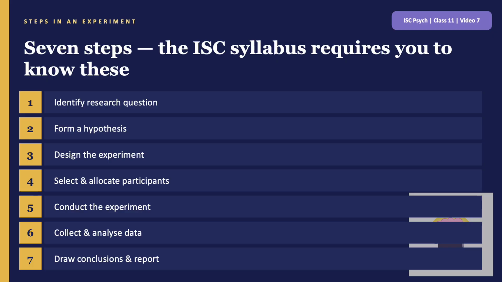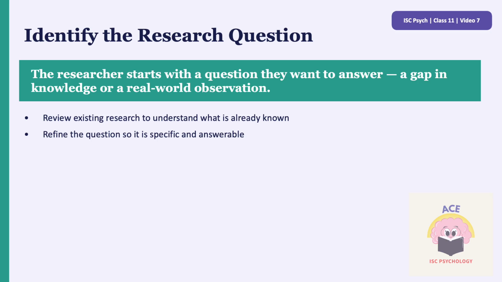The ISC syllabus specifically asks you to know the steps in a psychological experiment. Here they are in order. Let us go through each briefly. Step 1. Identify the research question.